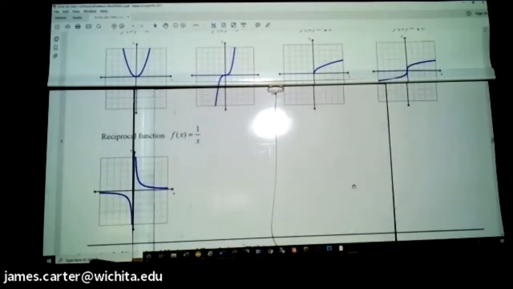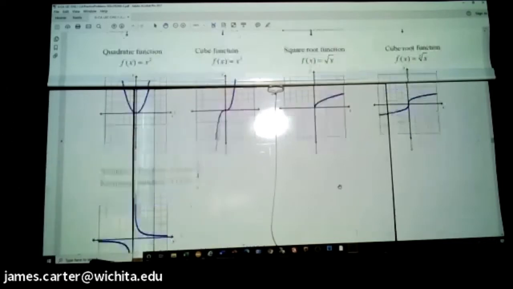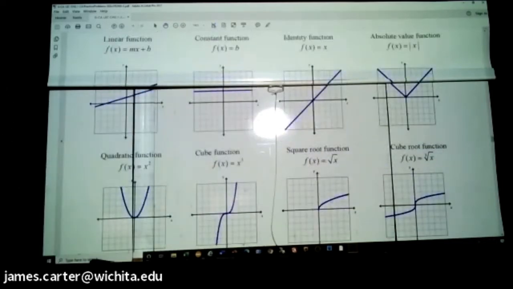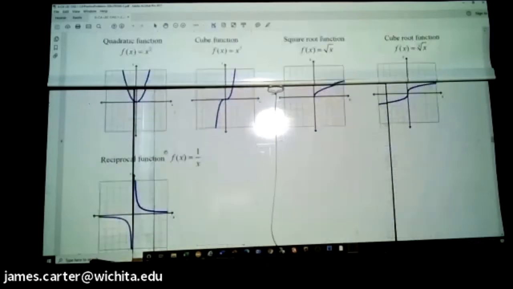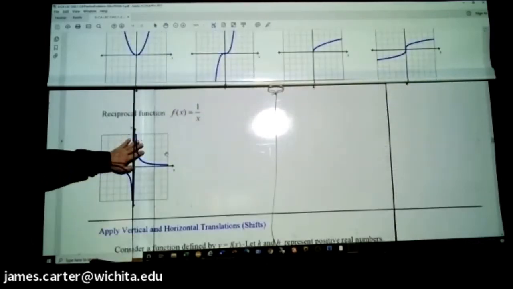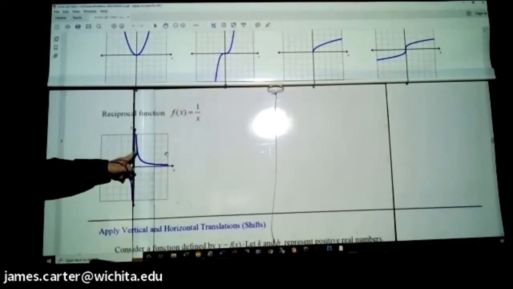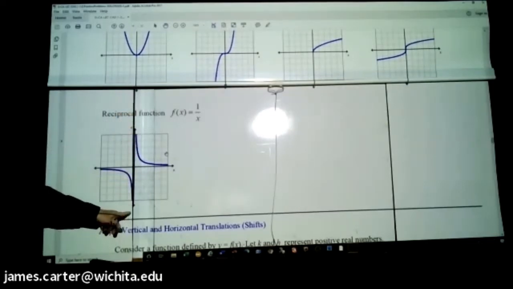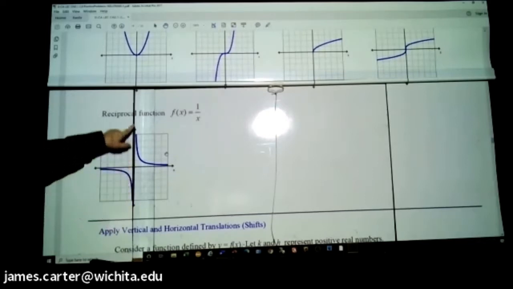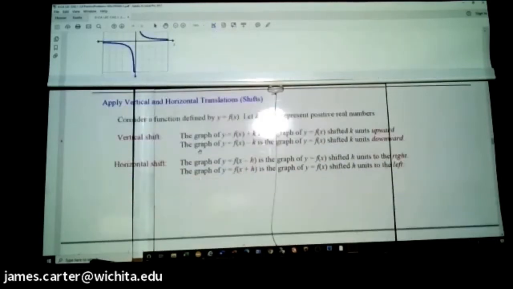The reciprocal function, 1 over x. Okay, if you remember right, y equals x is that. 1 over x is going to look like this. 1, 1, negative 1, negative 1. This approaches x equals 0, but it never quite touches. That line where it never touches, I told you, is called an asymptote, and that'll become more important later.